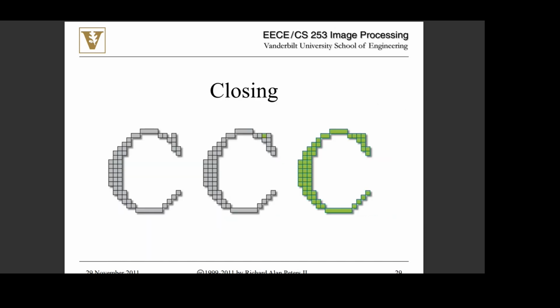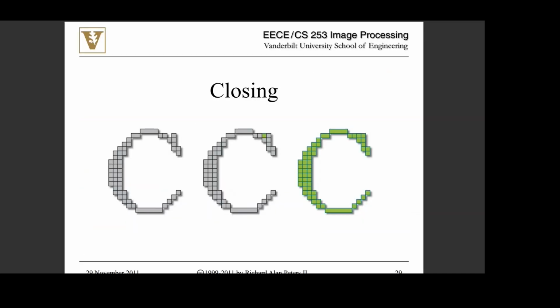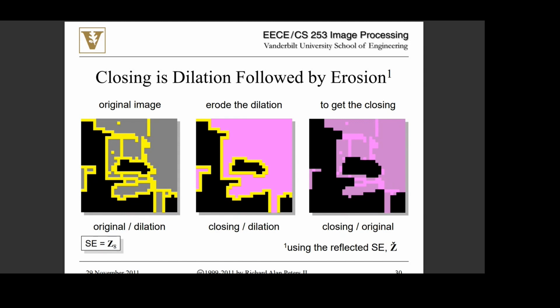The closing is the opposite. First you dilate and then you erode. For instance here, it can be used to fill small gaps. You have the original image here. First you dilate, and then this pixel is filled, for instance, and then you erode.